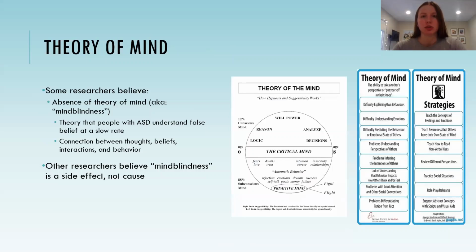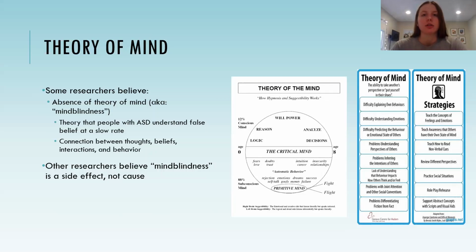Children with autism spectrum disorder understand false belief at a slow rate, which causes some researchers to believe that the absence of theory of mind, or mind blindness, is the defining characteristic of ASD. Theory of mind is the connection between thoughts, beliefs, interactions, and behavior that cause an understanding of the link between mind and behavior. Other scientists believe that although autistic children have trouble with false belief tasks, mind blindness is only a side effect of ASD instead of the cause of the symptoms.